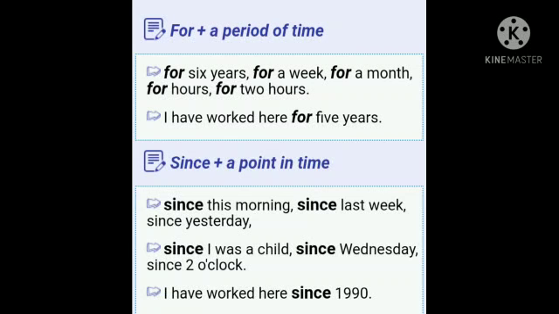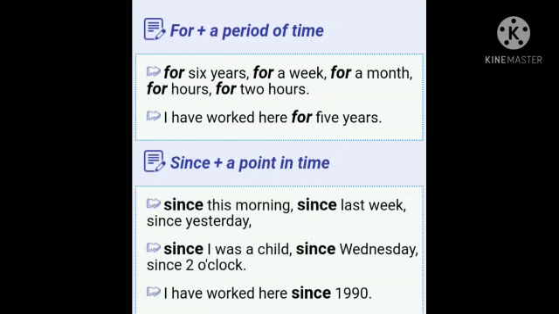Talking about where to use for and since, you can see over here that for means for plus a period of time, and since means since plus a point in time. For example, for 6 years, for a week, for a month, for hours, for 2 hours. I have worked here for 5 years.